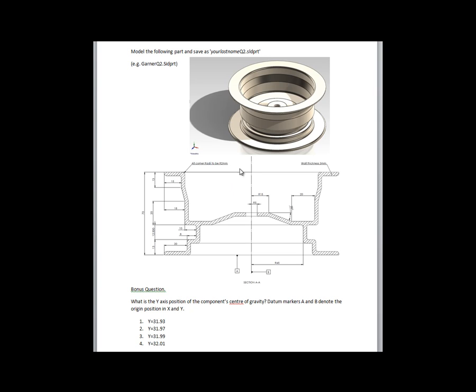The position of the revolve is also important, and these two datum markers A and B here, which it says down here, denote the origin position in X and Y. They will define the origin as being at this point here, in line with the bottom edge of the wheel and on the centre line. That isn't important for creating the shape of the part, but it is important when it comes to identifying the component's centre of gravity, which is the bonus question, which we'll come on to later.